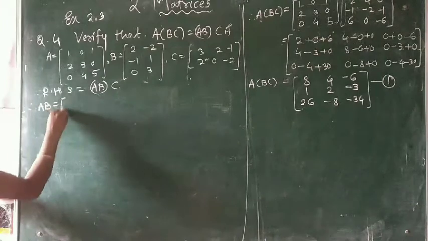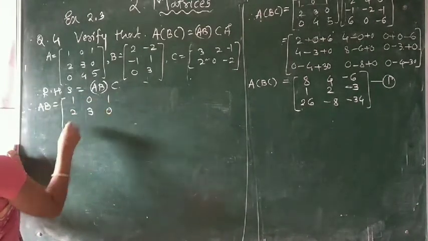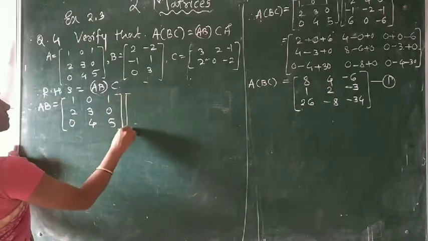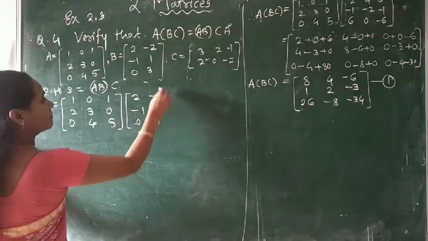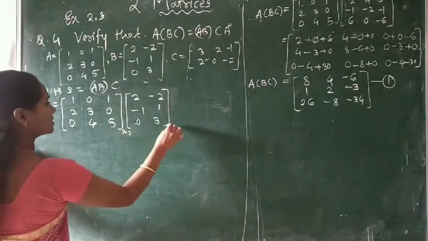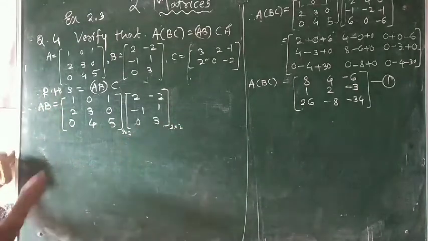So first write A: 1 0 1, 2 3 0, 0 4 5. Next B: 2 minus 2, minus 1 1, and 0 3. This is a matrix of order 3 by 3 and this is a matrix of order 3 by 2. So the columns of A and rows of B are the same.